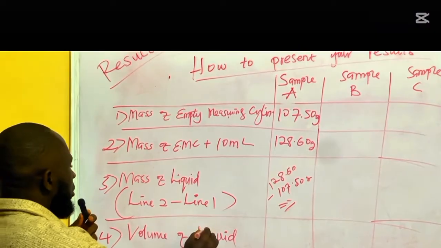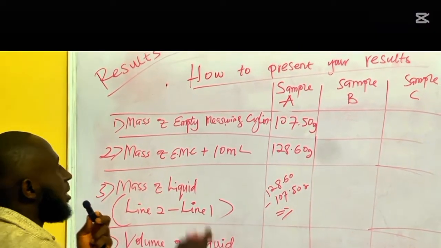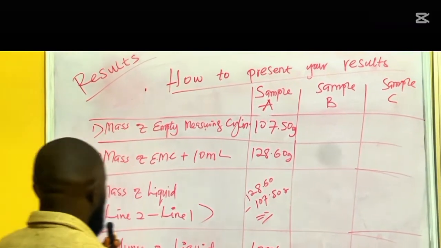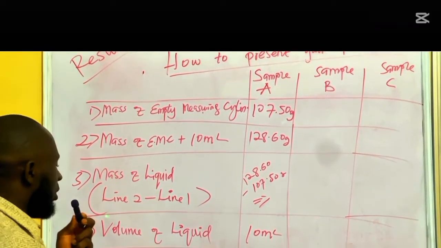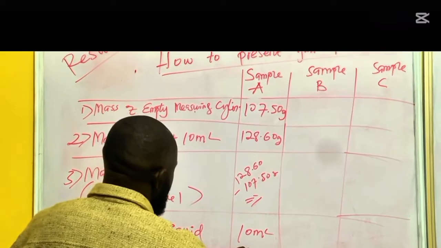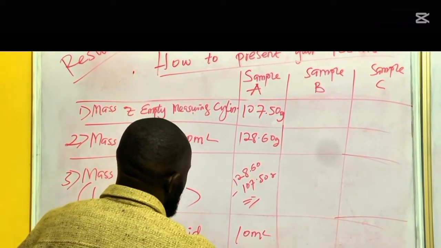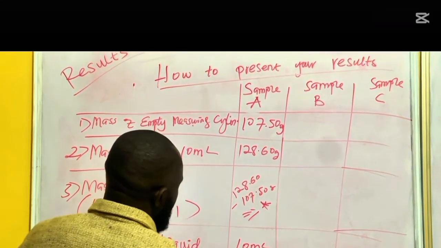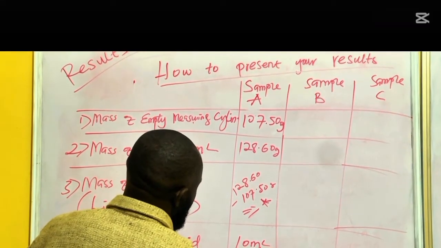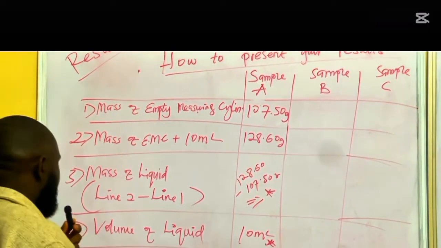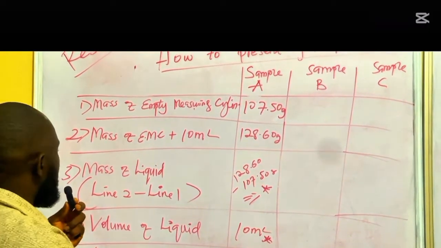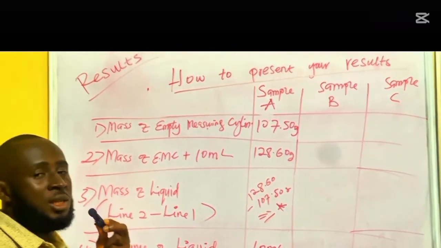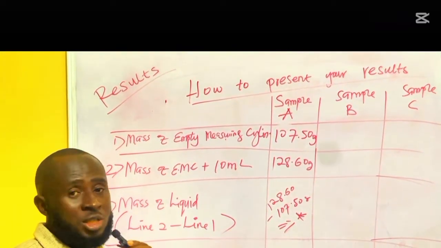Now the volume of your liquid is constant because you are using 10 ml. To get the density of your liquid, that becomes mass divided by volume, which is your answer here divided by your volume, and with that you get the density of this liquid. Now you just have to replicate this for sample B and sample C.